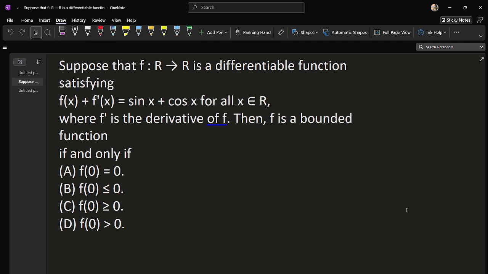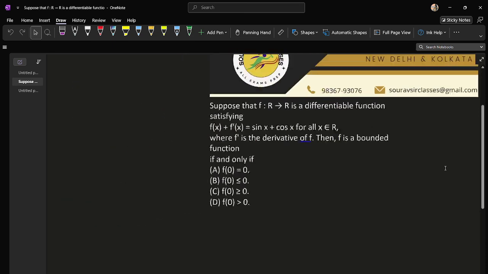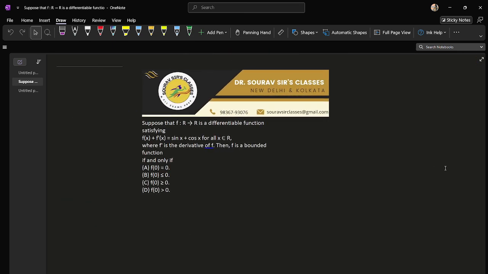Where f' is the derivative of f, then f is a bounded function if and only if there are four options here: f(0) equals 0, f(0) less than or equal to 0, f(0) greater than or equal to 0, and f(0) greater than 0. Okay, so now what can be done?